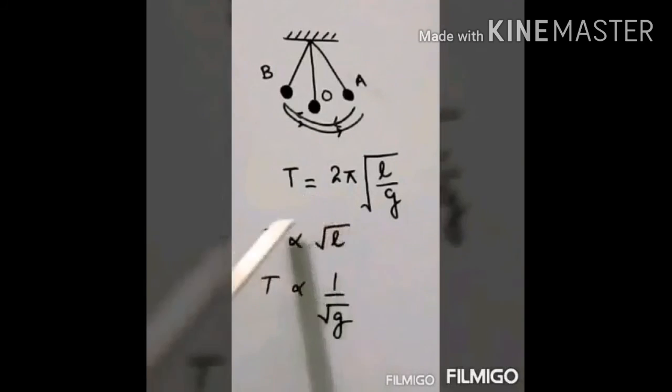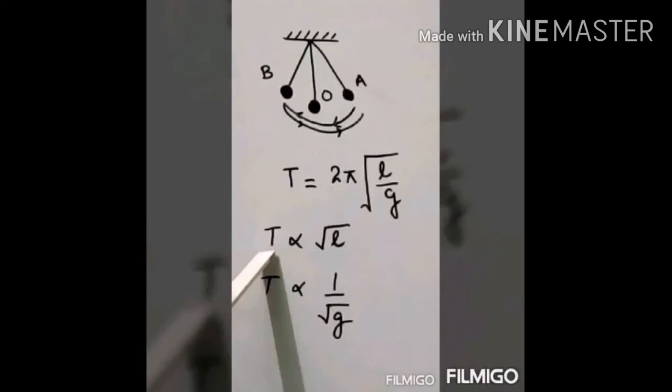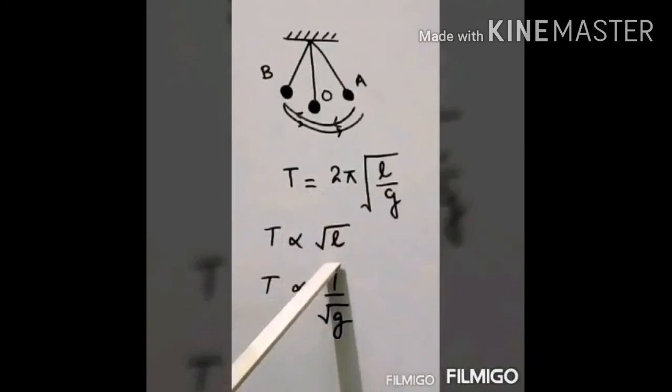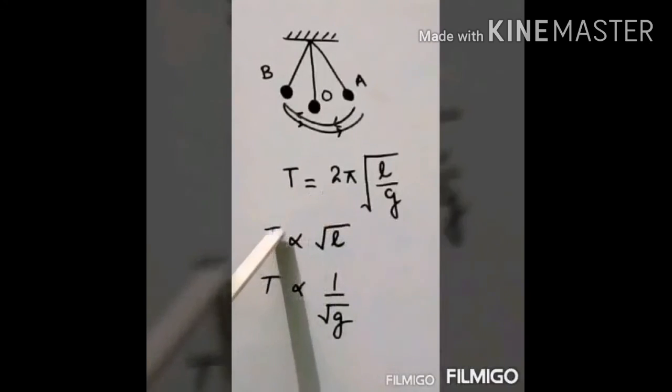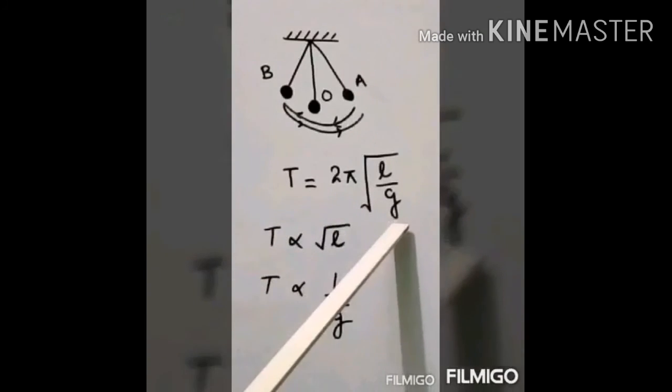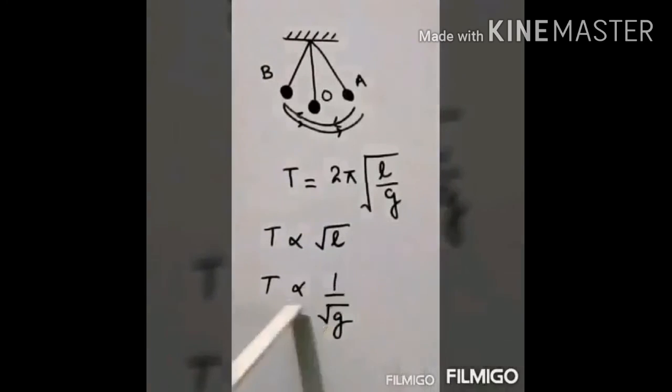More length means long pendulums have long time periods. They move slowly. Short pendulums have a shorter time period. It means they move fast. The second thing to consider is that the time period is inversely proportional to the square root of gravity, g.